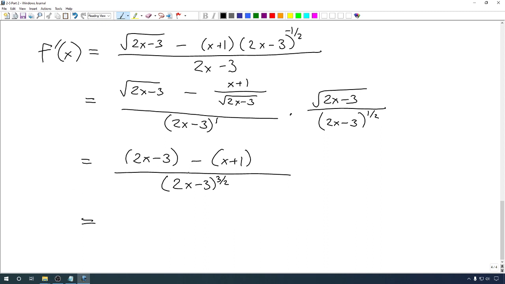And then we can go ahead and simplify the numerator. The numerator actually simplifies pretty easily. We have 2x minus x goes to a single x. We have a minus 3 and a minus 1. Remember to distribute that negative. So we have a minus 4. That should be a minus 3.